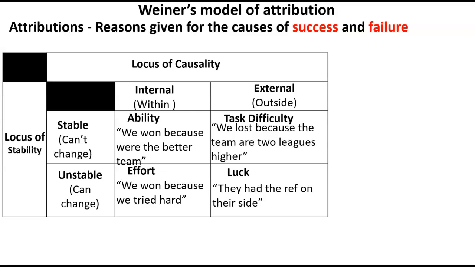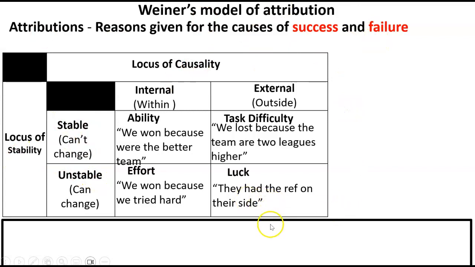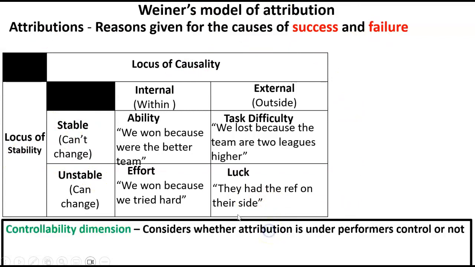Now, this model was developed, okay? And it was developed to give a third dimension. And this dimension is known as the dimension of controllability. So controllability is the third dimension that you can't actually see on the attribution model. And the controllability dimension directly links to whether the attribution, the reason given for the cause of success or failure, is in the performer's control or not.